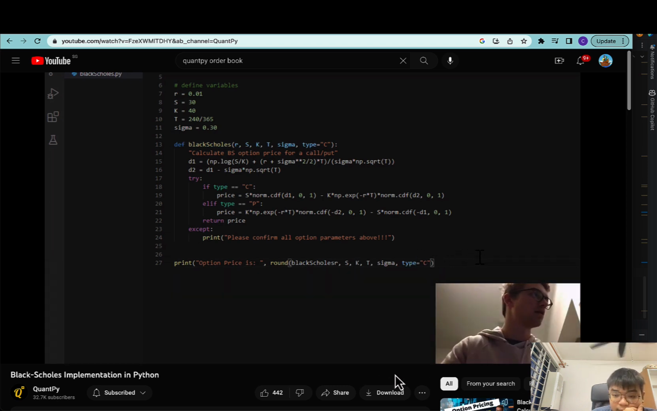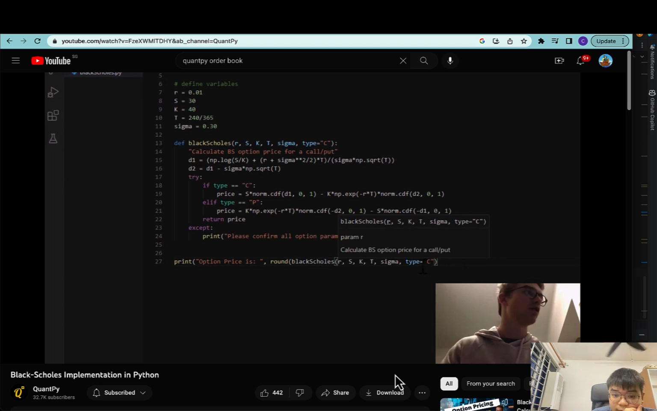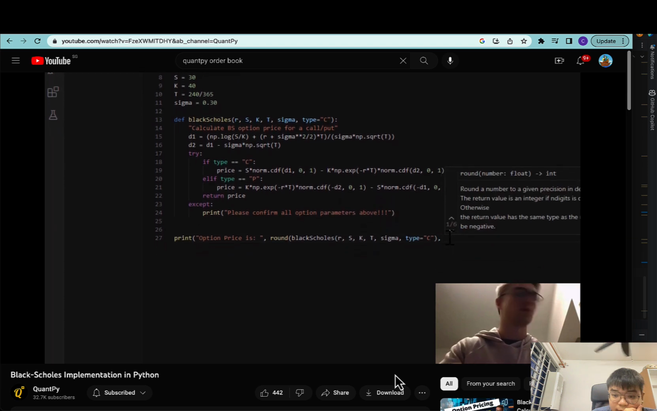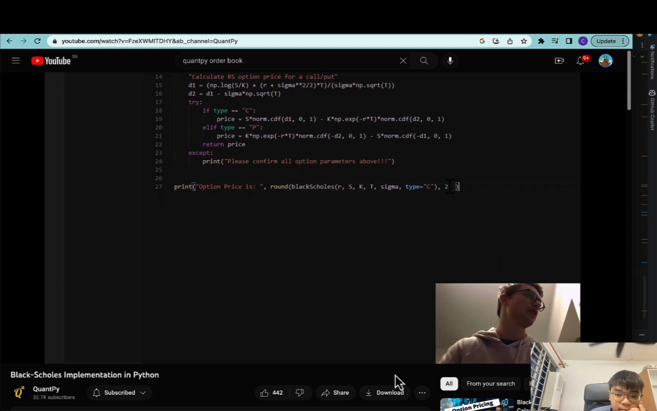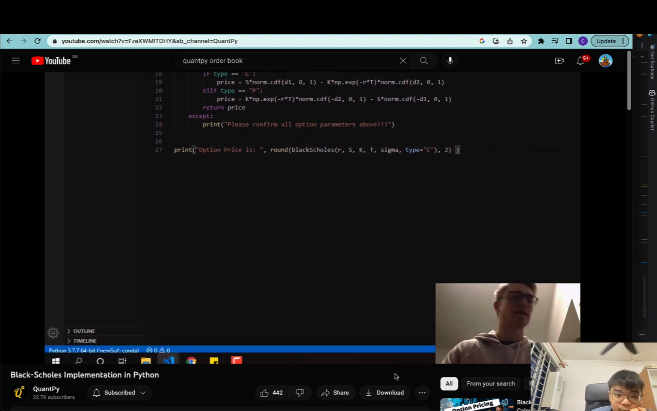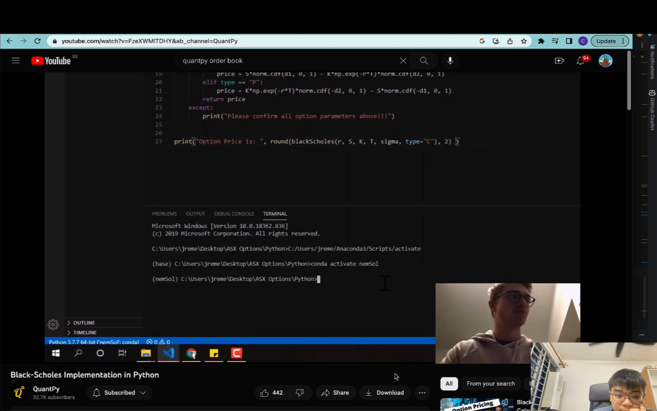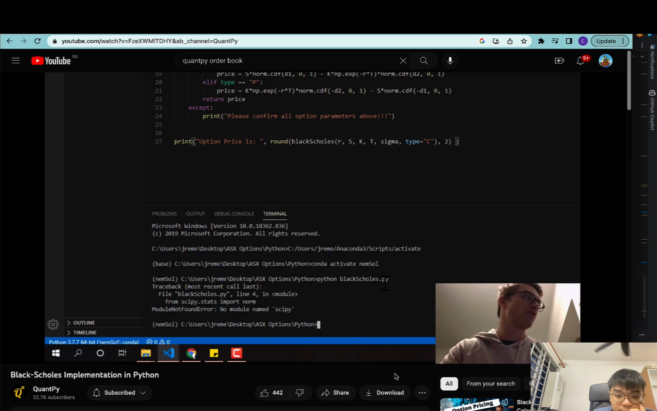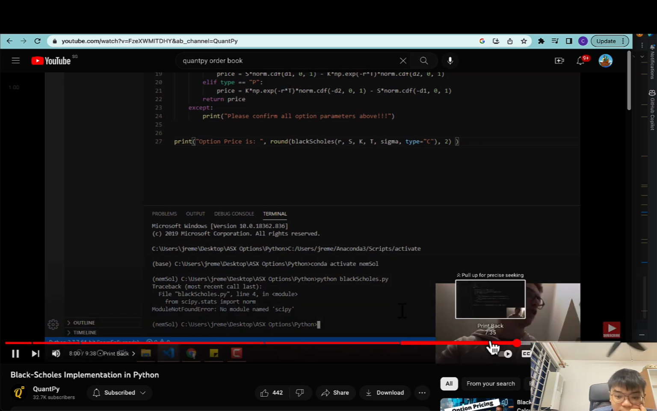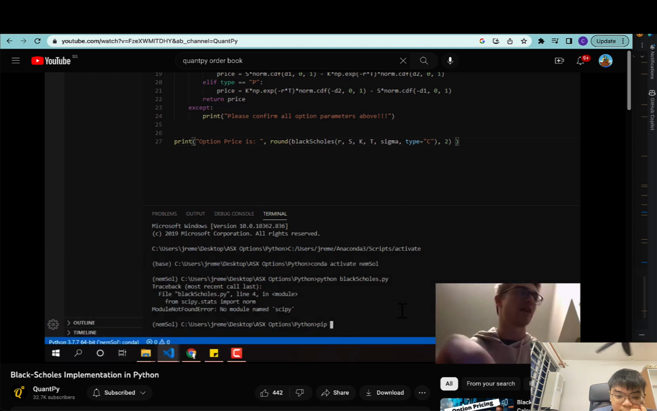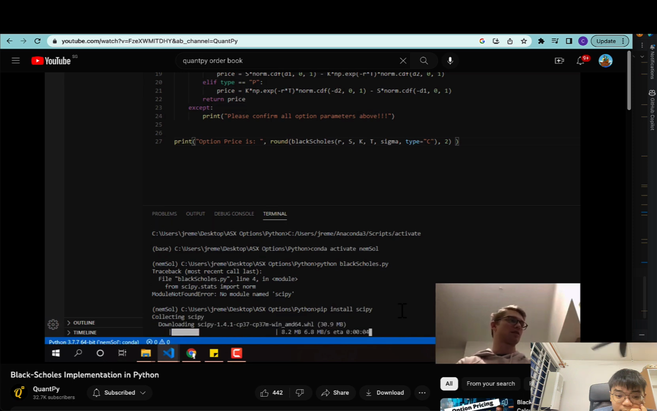Okay. And because we're using the round function here, we're going to round 2 decimal places. Finish off the brackets, save that down. Now in our terminal here, we're going to type python black_scholes.py, and we're just going to hit run. Oh, and no module SciPy. So for any of you that have that, we're just going to pip install those modules. Super easy. I just didn't have that in this environment.